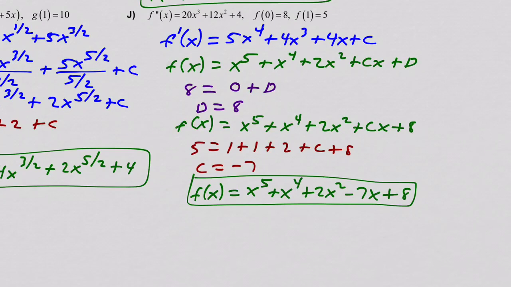We will once again check this. 5x to the 4th, that looks good. 4x cubed, 4x, and then a minus 7 would be the value that we get in there, plus 8. Now, simplifying it here, we plug in 0. We certainly get 8 all the way through there. We plug in 1, we get 1 plus 2 is 4, minus 7 is negative 3, plus 8 is positive 5. That looks really good for our answer.